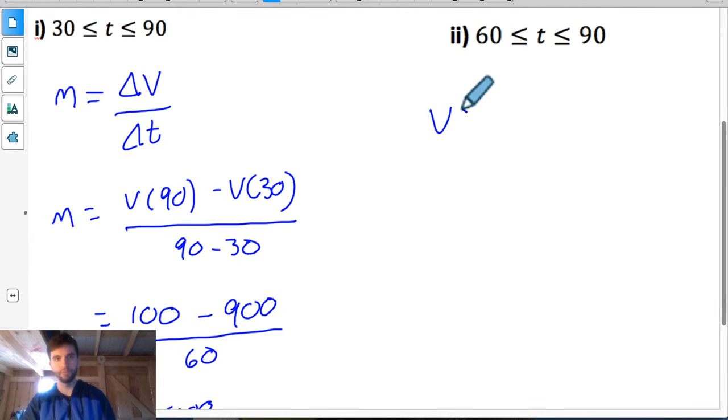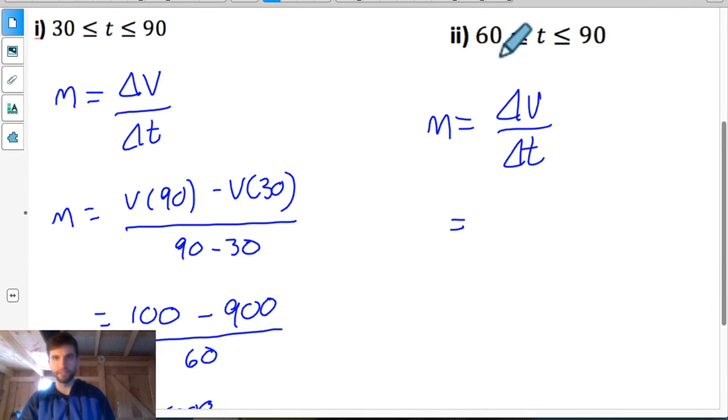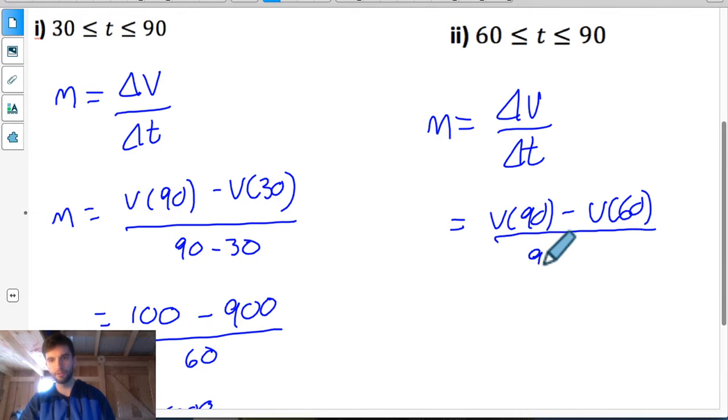So the rate of change, which is represented with m when it's an average rate of change, is change in volume over change in time for this example. And we want the rate of change between 60 minutes and 90 minutes. So I'll do the volume at 90 minus the volume at 60, and this is all over 90 minus 60.